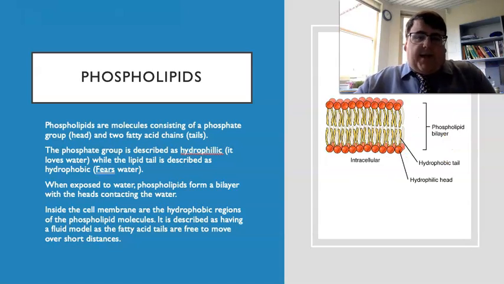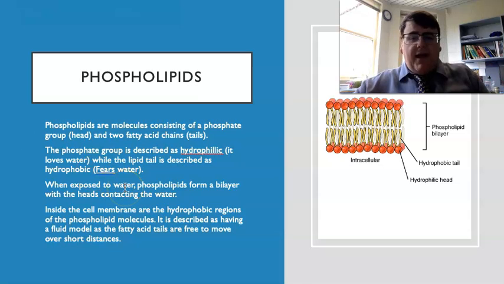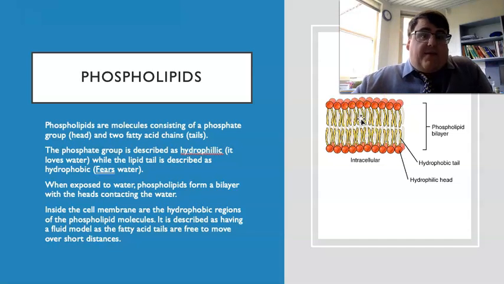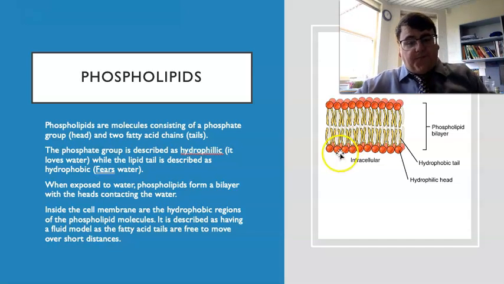So what exactly are those things we're talking about? So let's talk about phospholipids themselves. Phospholipids are molecules that contain a phosphate head, which is the red circle here, and two fatty acid chains, which are the yellow tails coming out. The phosphate group is referred to as hydrophilic. It loves water, while the lipid tails are known as hydrophobic, which means they hate water, they fear it.